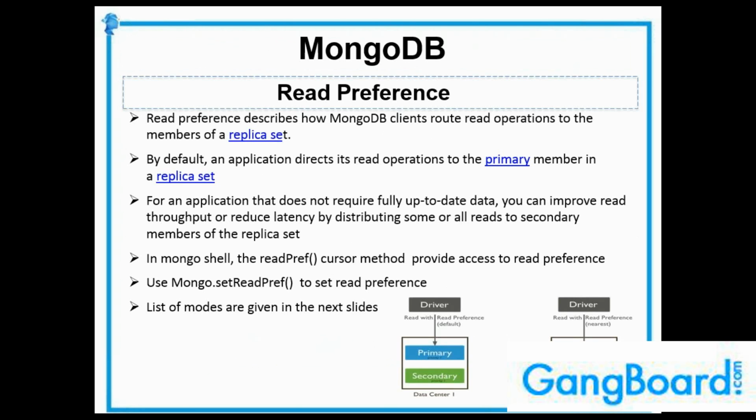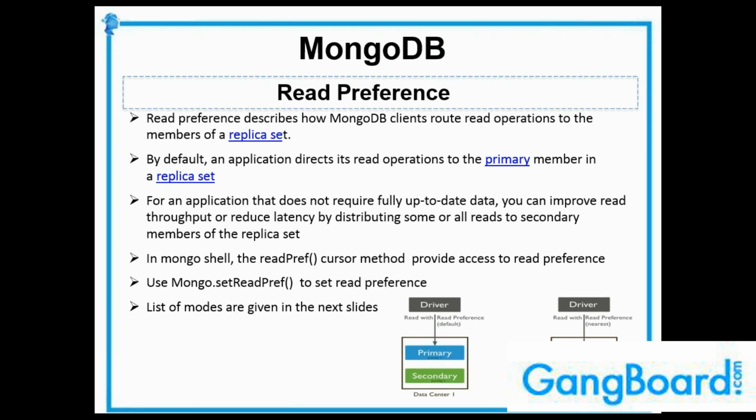Next is read preference. This is something important. Again, mostly we will not be changing this. This will be done by the developer or the architect. Like, if you have one primary and four secondaries, in that, three nodes are part of the New York data center and two nodes are part of the California data center.